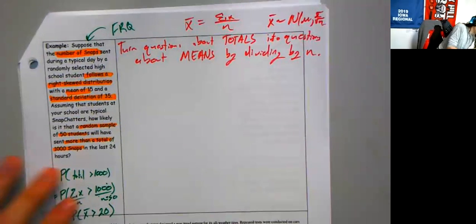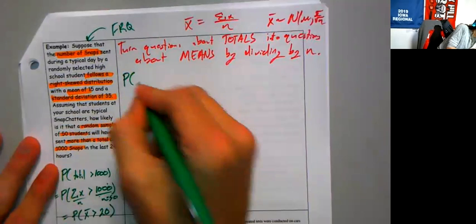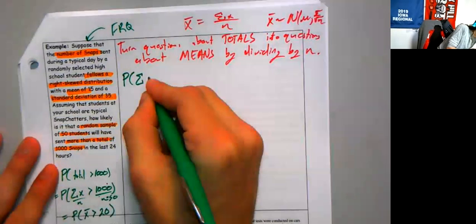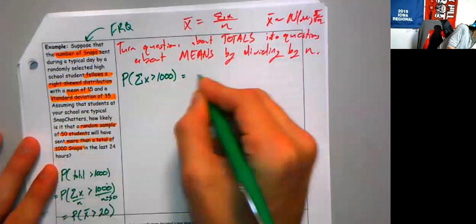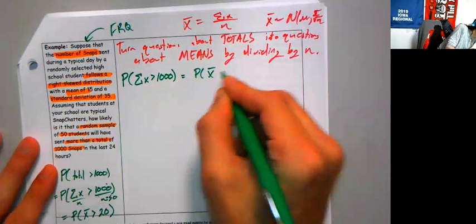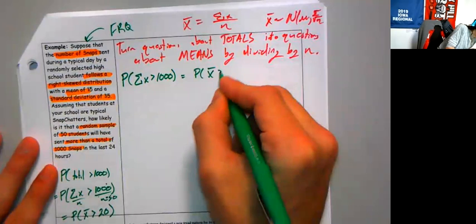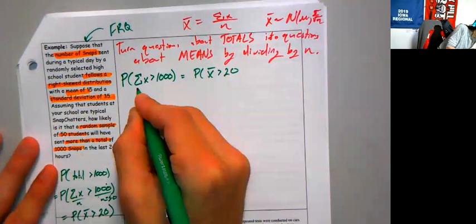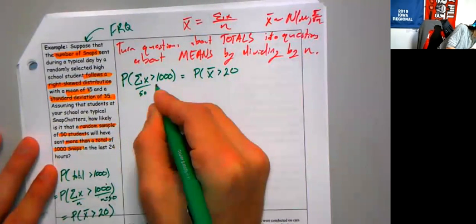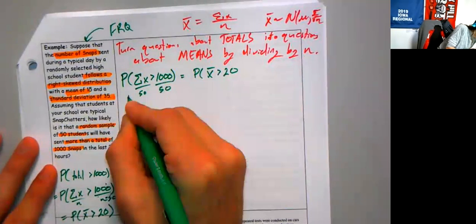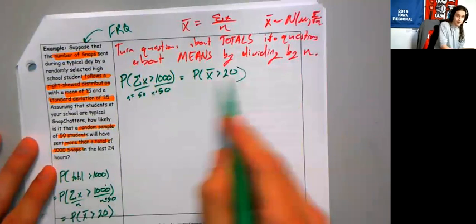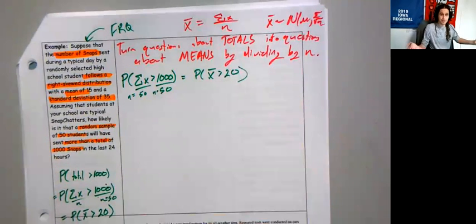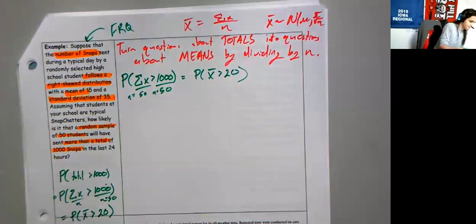So I'll restate this. Finding the probability that the total of the x's is greater than 1,000 is the same as finding the probability that the average of the x's is greater than 20. Once again, that came by dividing each side by 50. That is the sample size. All right, so now if I want to find a probability about that thing, I better establish how that thing is distributed.